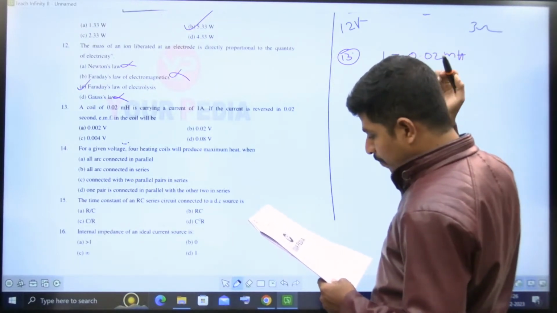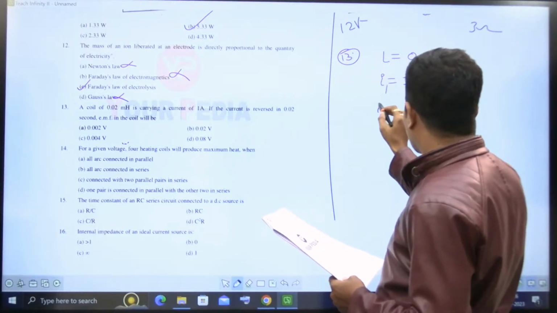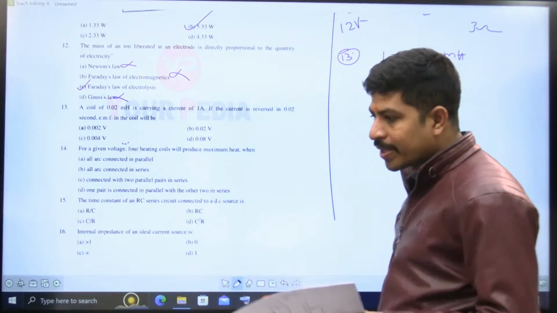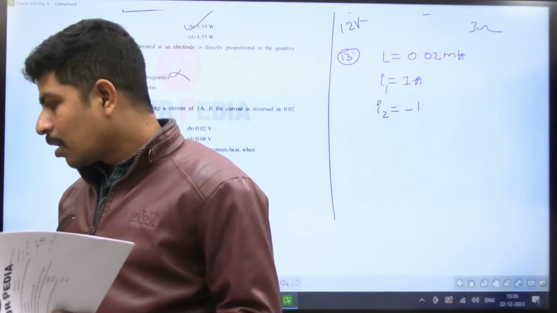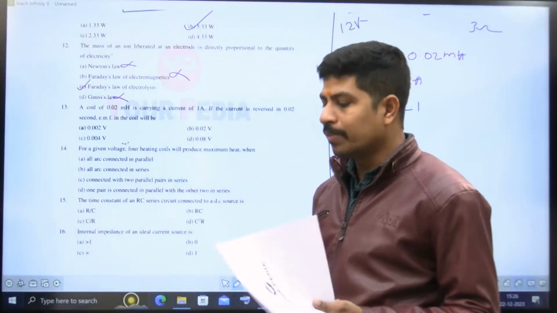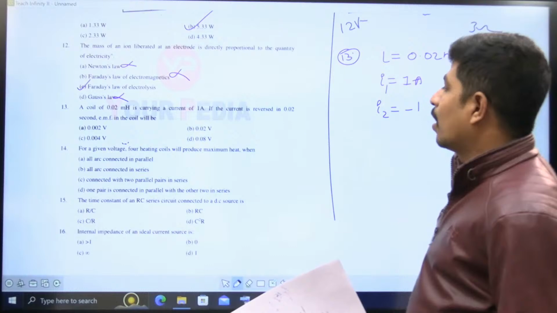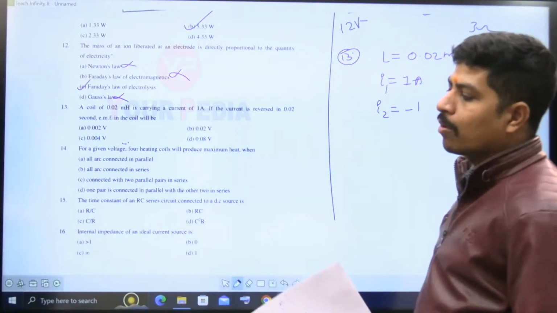That is also fine. If the current is reversed, I1 is 1, I2 is minus 1. So ion liberated does not mean for change cell. Okay Anish, we will discuss it. You have my number now. Call me later. Okay, let's complete this paper. See, Gauss law speaks about electric flux. It is not going to talk about the ions.